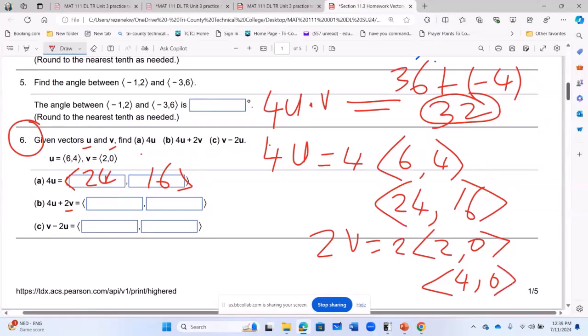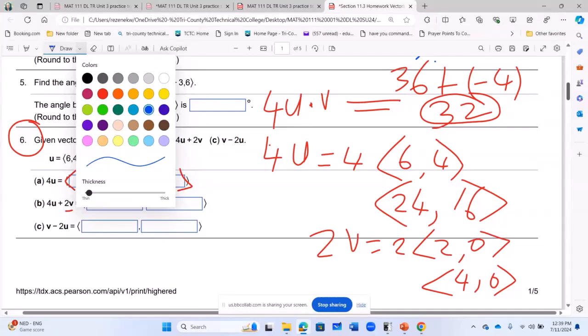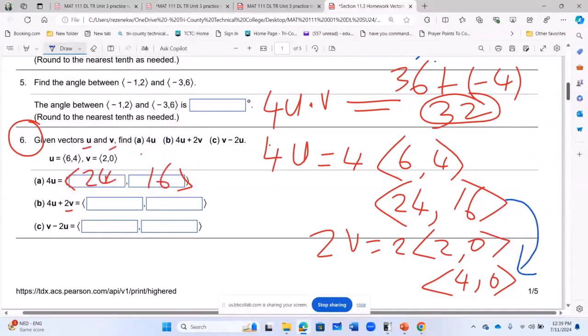All right. So I am told to add vector 4u plus vector 2v. Well, I still have my vector 4u. So I am told to add these two quantities right here. 24 plus 4 is 28. I'm adding two vectors. My answer is still going to be a vector. 28. And 16 plus 0 is 16.